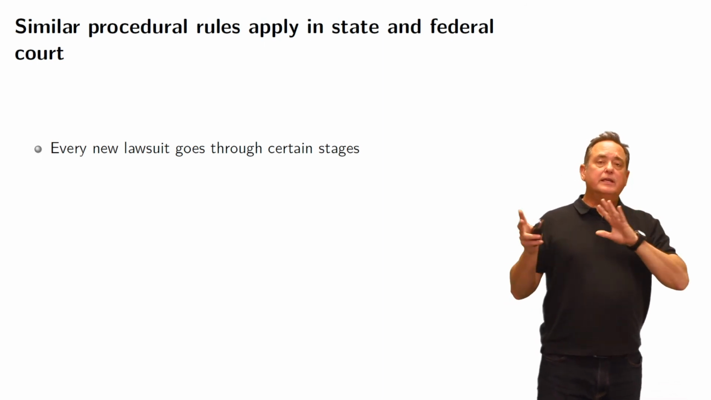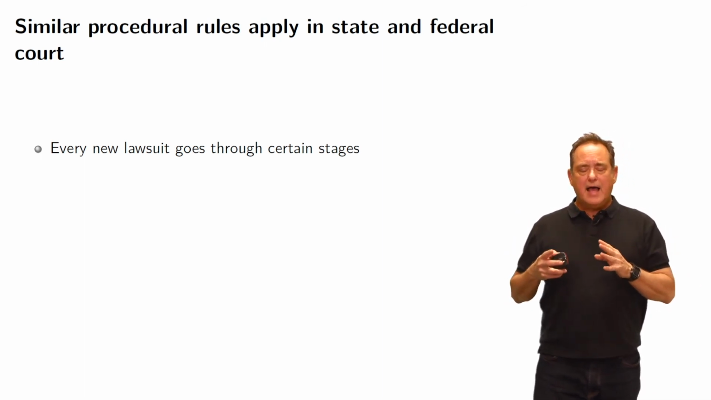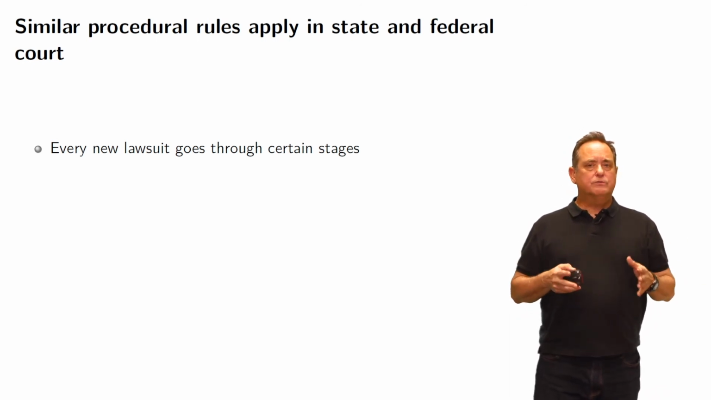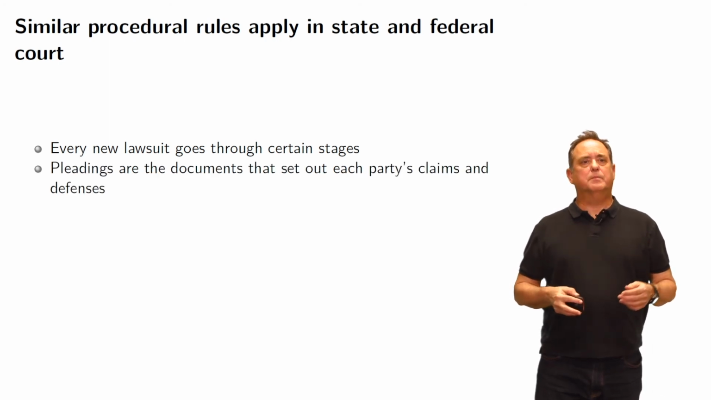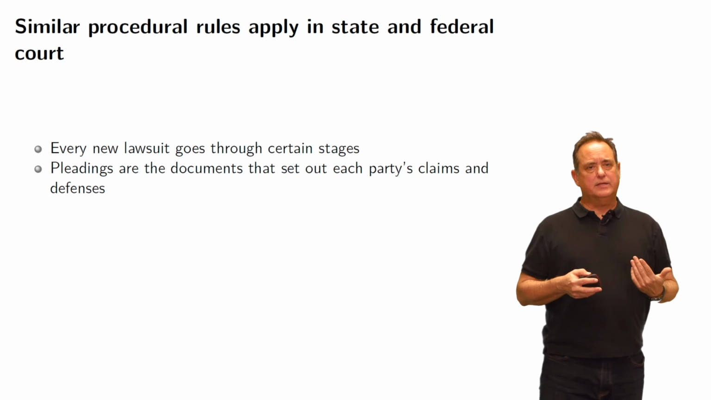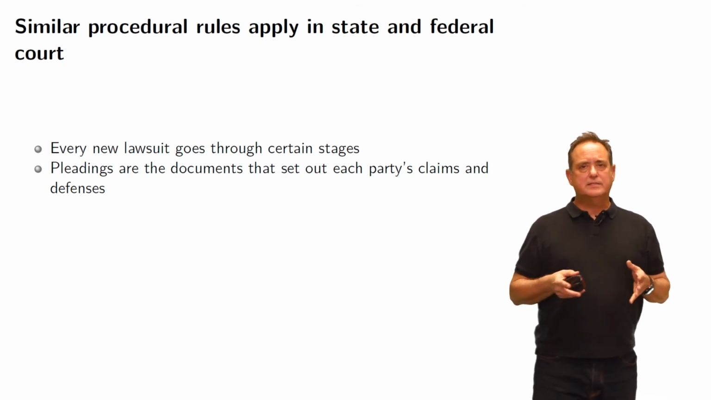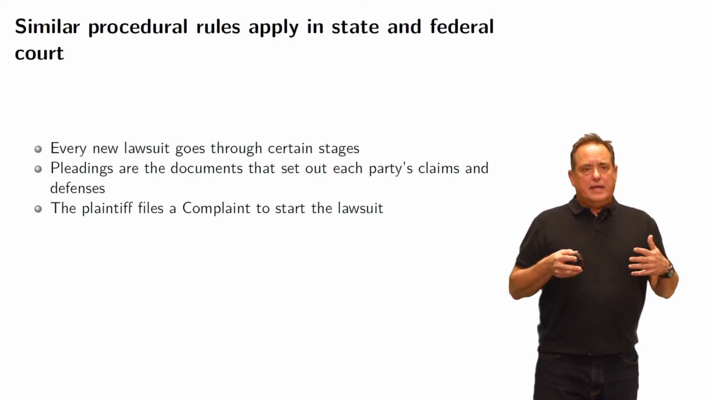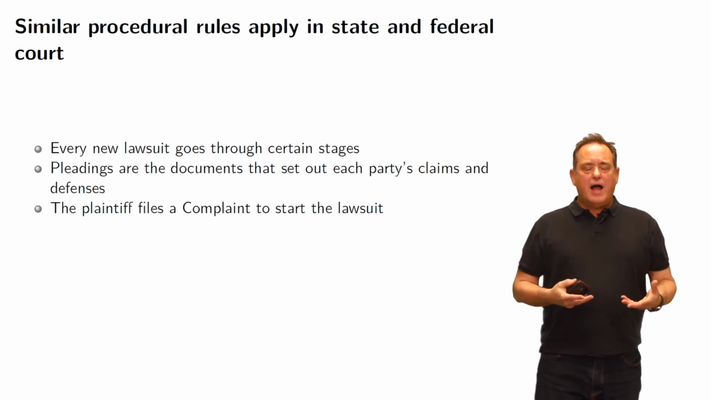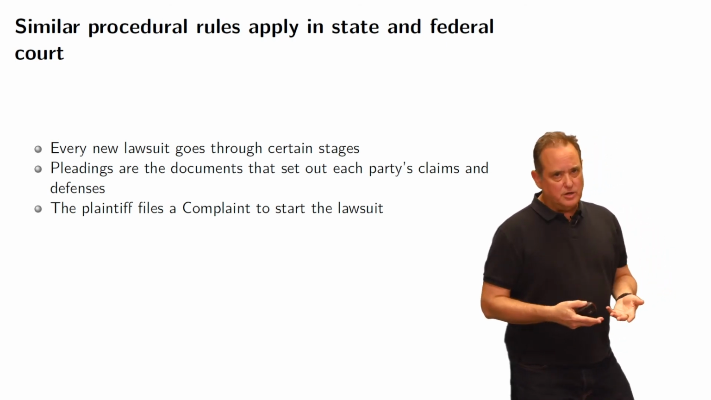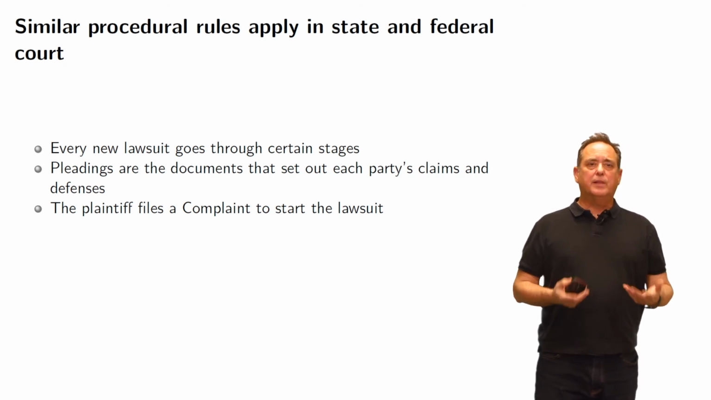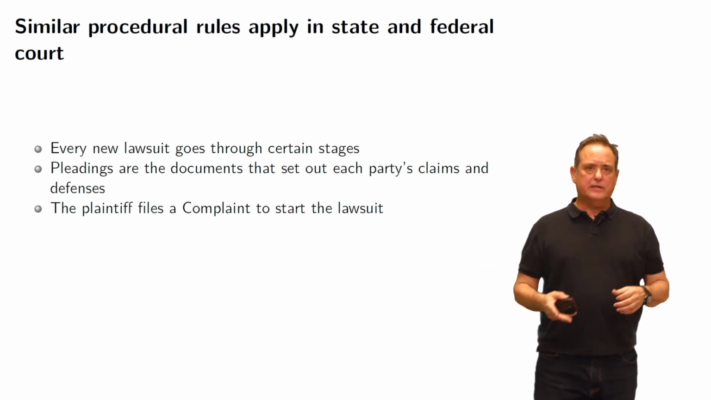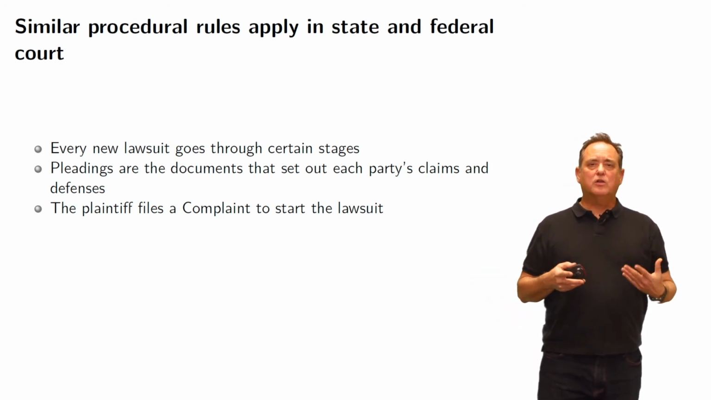Now, again, fortunately, similar procedural rules, meaning how do we resolve the dispute, apply in both state and federal court. Every new lawsuit goes through certain stages, beginning with what we call the pleading stage. And pleadings are those documents that set out each party's claims and defenses. In the pleading stage, the plaintiff will file an initial pleading to start the lawsuit. And in federal court, we call that a complaint. The plaintiff is the party seeking relief against the defendant. So the plaintiff files what's called a complaint.